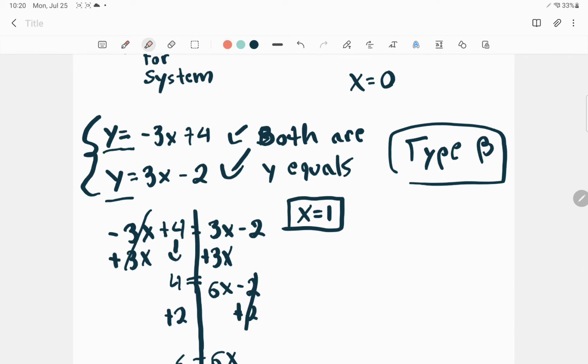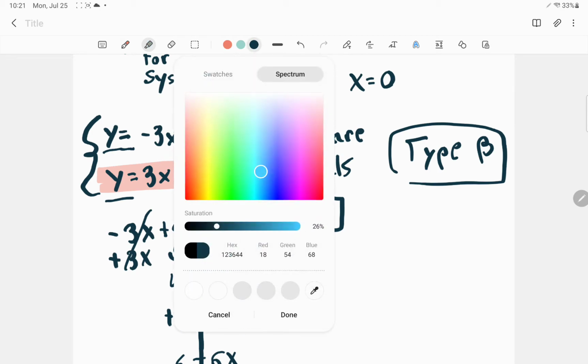So I'm going to actually pick the one that has a positive 3 on the x, because I don't want to deal with negatives. You know, I never liked them. So I'm going to pick that one. You can pick whichever. So I picked that one. Now let me just change colors here.